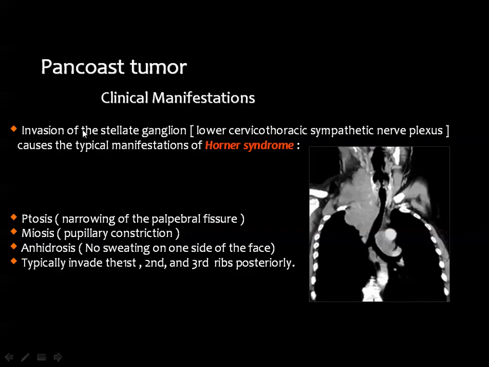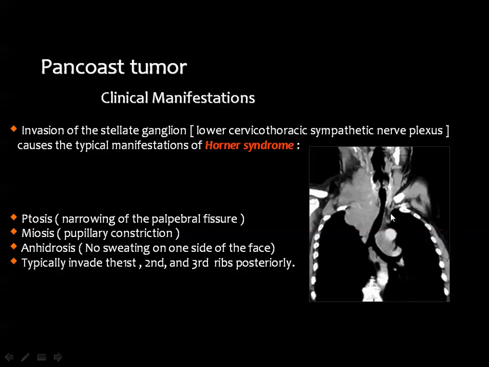Then invasion of the stellate ganglion in the lower cervicothoracic sympathetic nerve plexus will result in a famous syndrome which is known as Horner syndrome. And this syndrome is composed of ptosis, miosis, and anhidrosis. These findings actually are not usually seen in the clinical practice nowadays as signs for Pancoast tumor, because this is a very late manifestation of the tumor, and the tumor can be identified much earlier than this whenever it invades the ribs, for example.